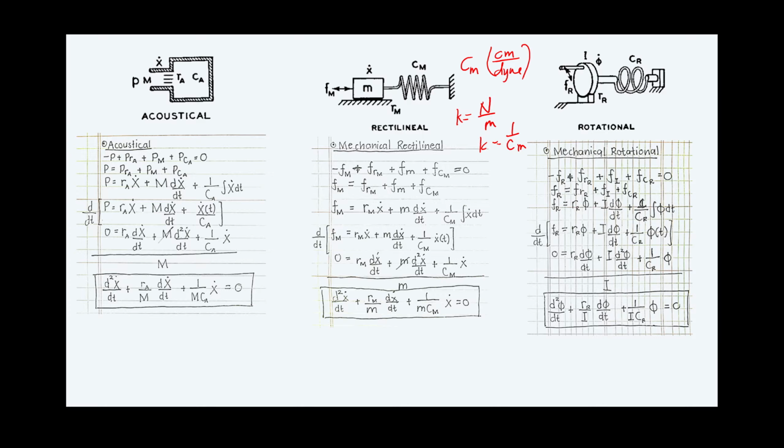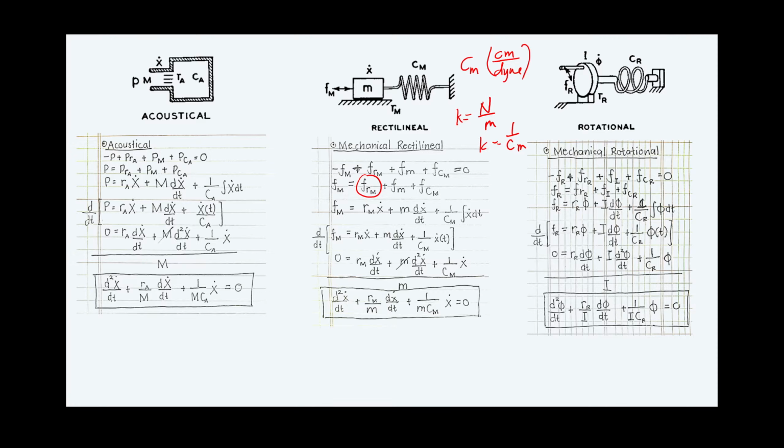Going back to acoustical, the pressure across the acoustic resistance is RA times X dot, and the pressure in the M. I cannot give you a physical description of this, so maybe we will proceed to rectilinear. I think this one is easier than the other system. So FRM is the force in the resistor, or the friction. Actually this is the friction force, Rm times X dot.